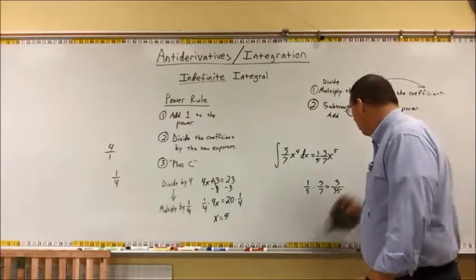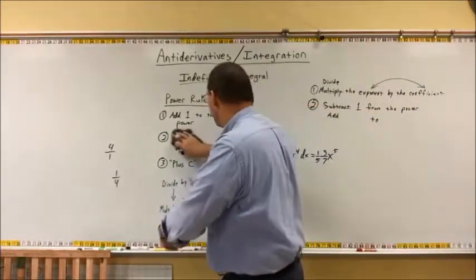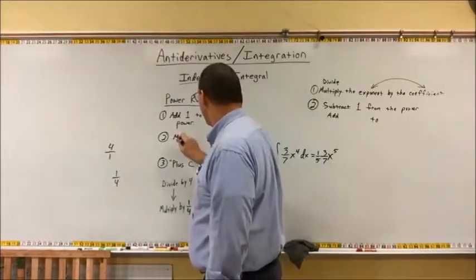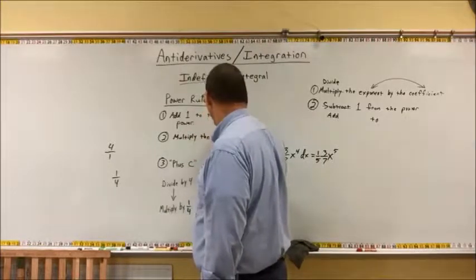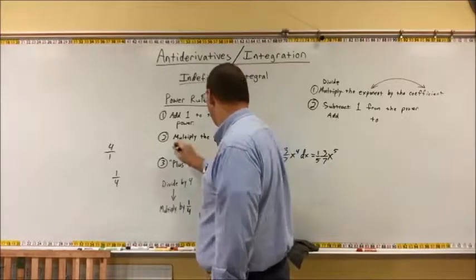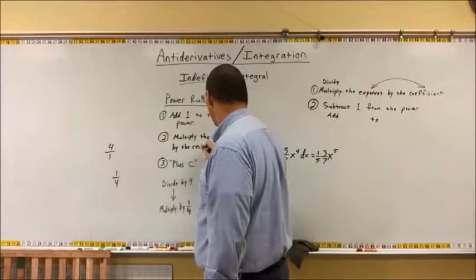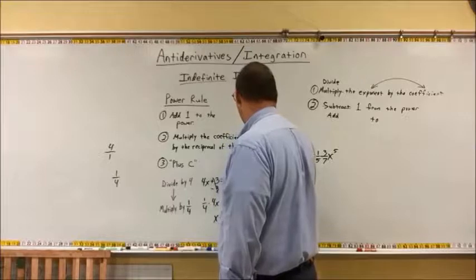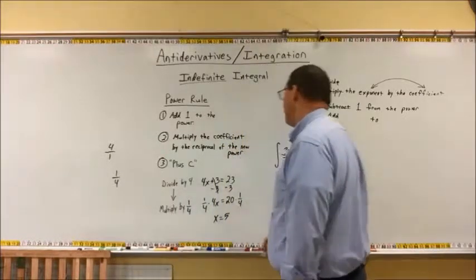Okay? So we're going to change the power rule from divide the coefficient by the new exponent to multiply the coefficient by the reciprocal of the new power. Okay?